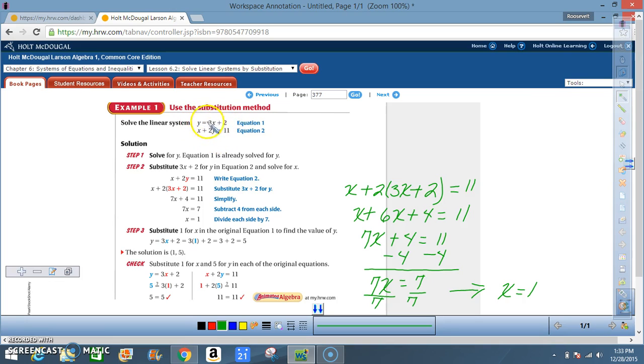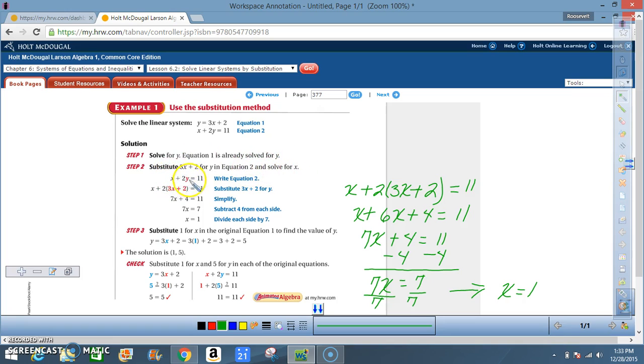Now we're going to take equation 1, where it says whatever the value is for y, and y is 3x + 2, we're going to put that right there. So we're going to end up saying 2 times (3x + 2). Now this is how it looks when it's done. Step 2, substitute 3x + 2 for y in equation 2 and solve for x.